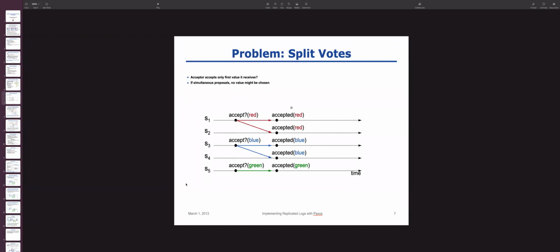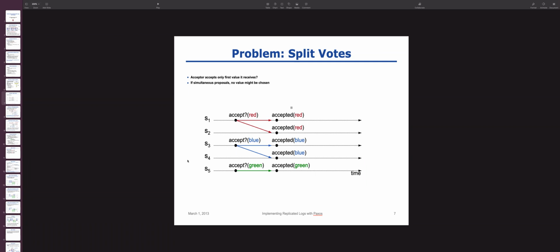Now, because we have 5 servers, if one is saying, please choose blue, it should get a majority of the votes. 3 servers have to accept that. So now 3 servers have sent 3 different values, and they got accepted by 2, 2, and 1. So we didn't get a majority, and the value will not be chosen. Then we'll go to another round of iteration again.